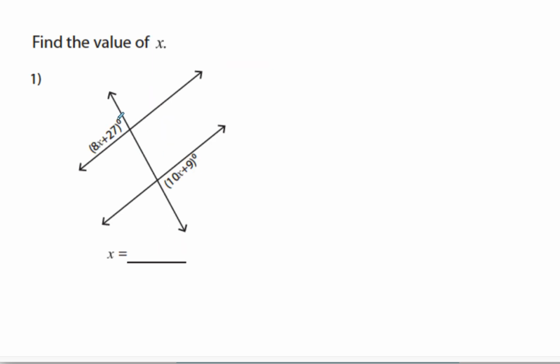So in this case, these are different. But if you look at the transversal that's cutting across the two parallel lines, right, they are on different sides of the transversal, but they are outside. So these are called alternate exterior angles, if you check out the note sheet, right? And those are congruent.